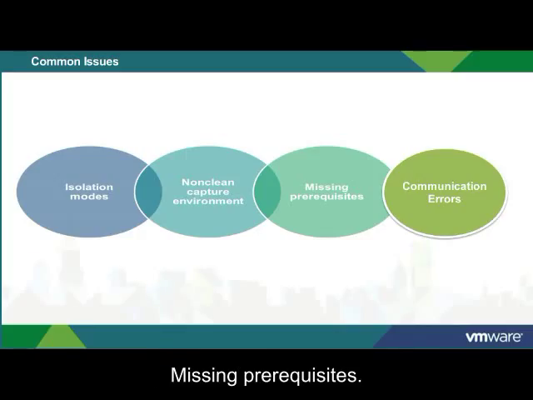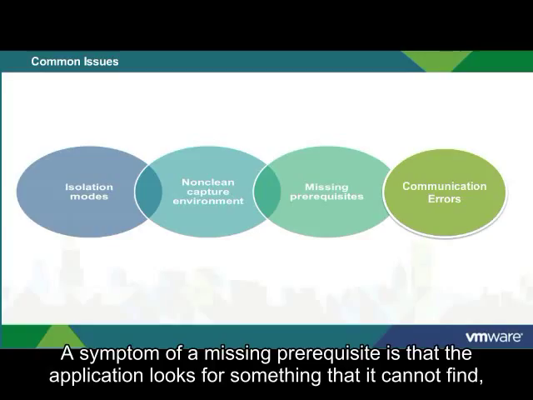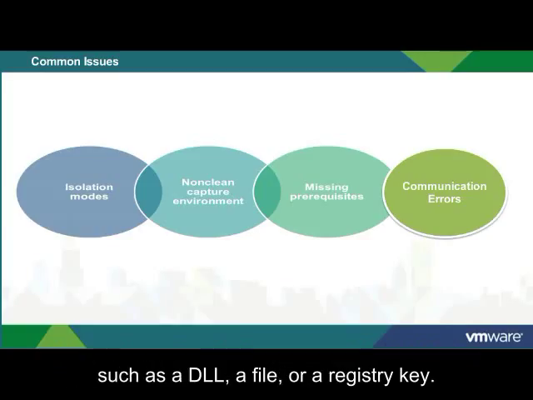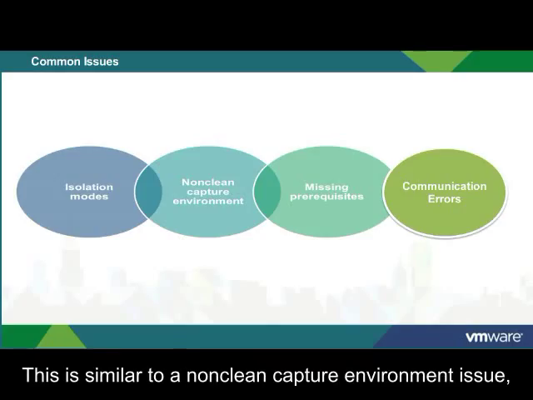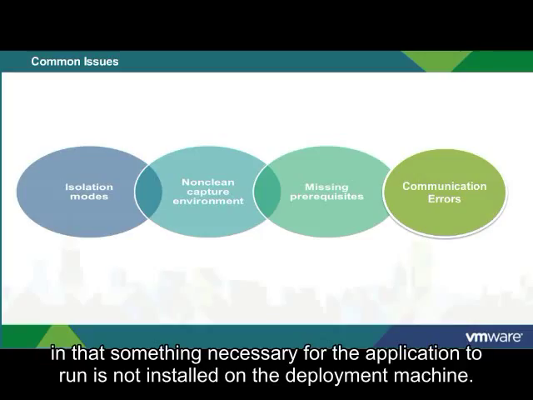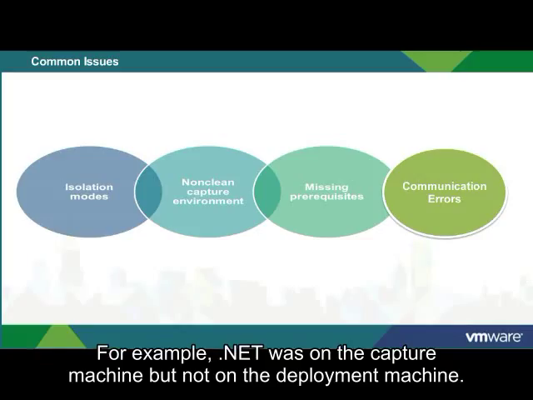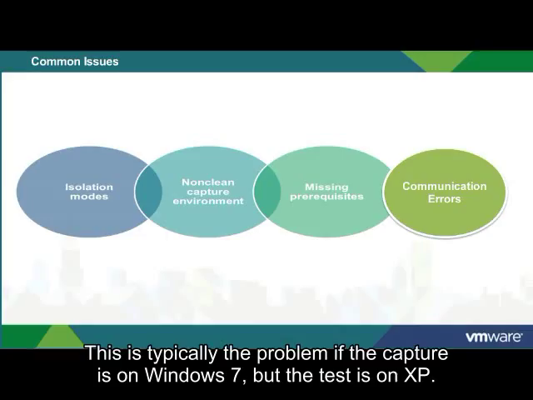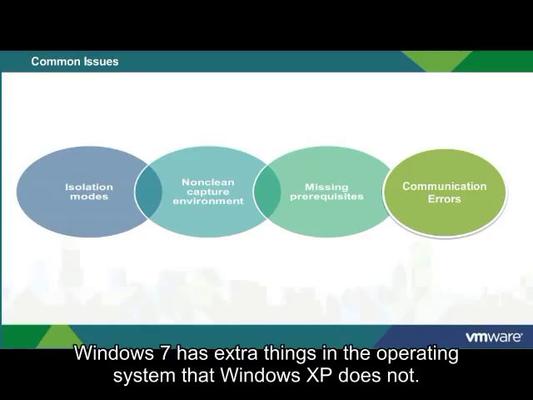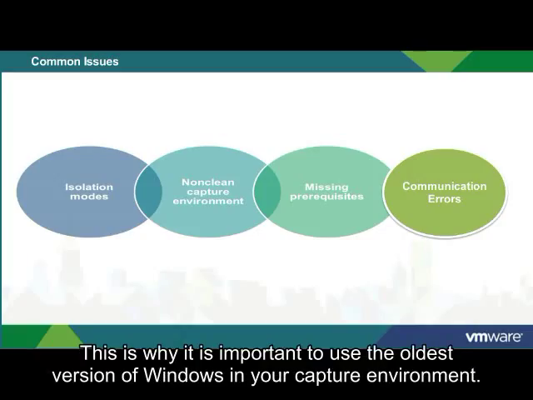Missing prerequisites. A symptom of a missing prerequisite is that the application looks for something that it cannot find, such as a DLL, a file, or a registry key. This is similar to a non-clean capture environment issue, in that something necessary for the application to run is not installed on the deployment machine. For example, .NET was on the capture machine, but not on the deployment machine. This is typically the problem if the capture is on Windows 7, but the test is on XP. Windows 7 has extra things in the operating system that Windows XP does not. This is why it is important to use the oldest version of Windows in your capture environment.